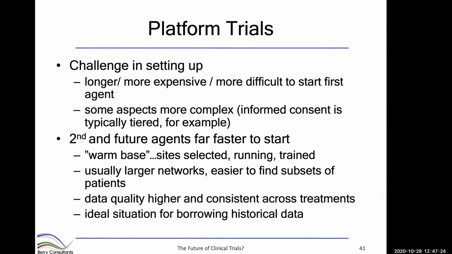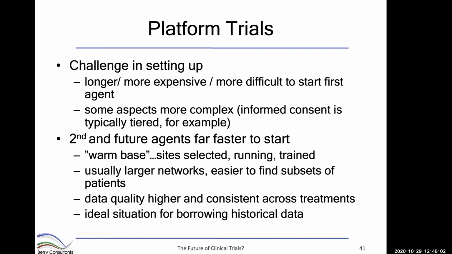This is a challenging thing to set up. It is a longer setup. It is a more expensive setup. It is difficult to get the first agent into these trials. Most of the trials that do this have some kind of grant funding in order to make them happen. Some aspects of the trial are more complex. Informed consent is typically two-tiered. Blinding. There are methods I'm not going to discuss here for maintaining blinds among multiple agents, but that is typically more complicated. You need to think through all these issues.